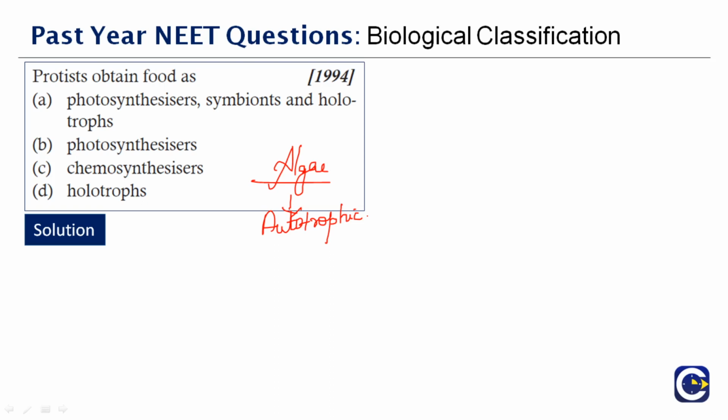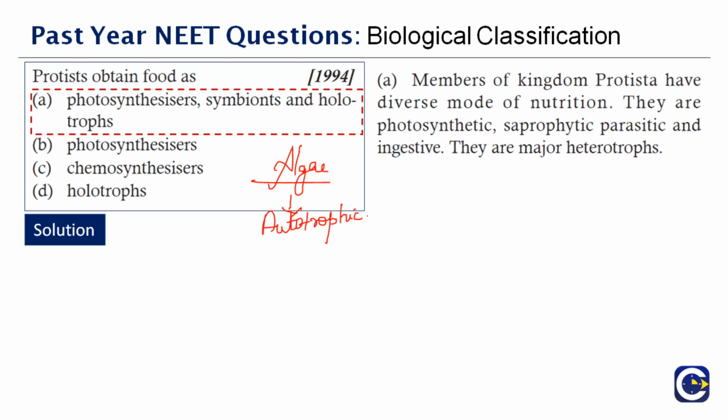Symbionts, in the sense certain algae also live in association with other organisms. That is called a symbiotic relationship. They live in mutual understanding that they don't affect each other, right? Therefore, the correct answer to this question is option A. Very easy question for you to answer.